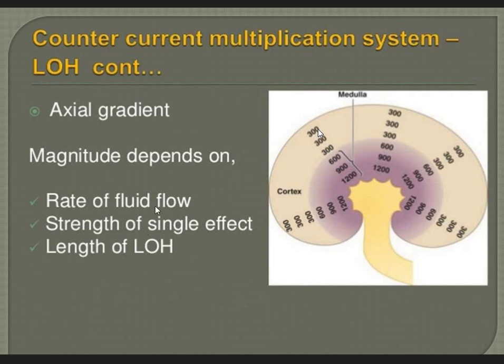Second thing is the strength of the single effect. Obviously, if it is strong enough, and more solutes are being pumped inside, then the gradient will be more. Third is the length of the loop of Henle. If the loops of Henle are longer, they will dip deeper inside and more variation in the gradient will be observed. So these are the factors which influence the development of gradient. This particular gradient will be developed in the renal medulla.